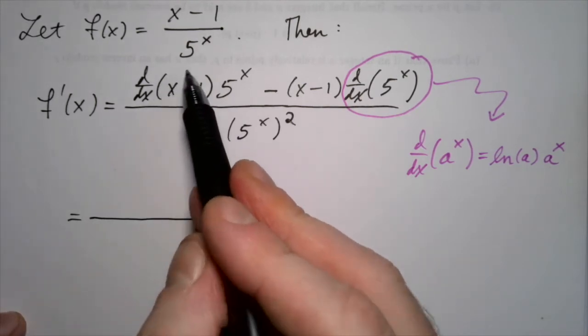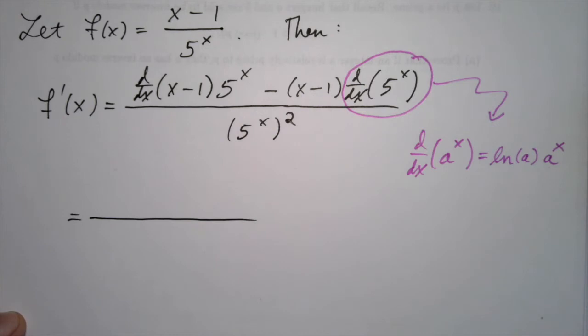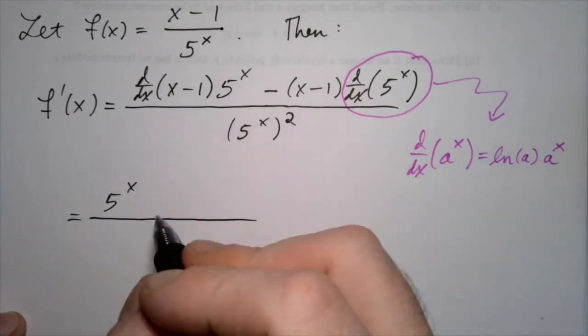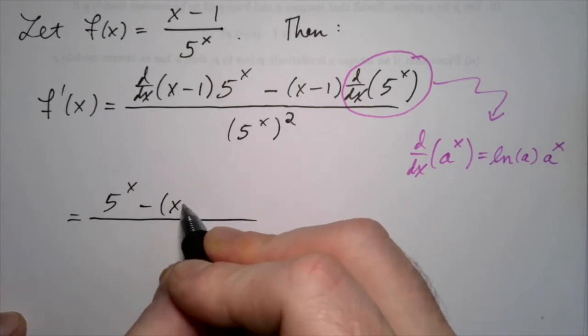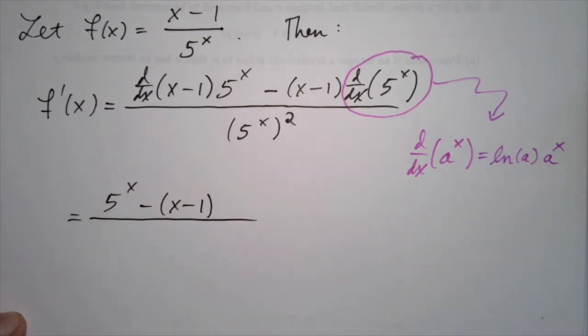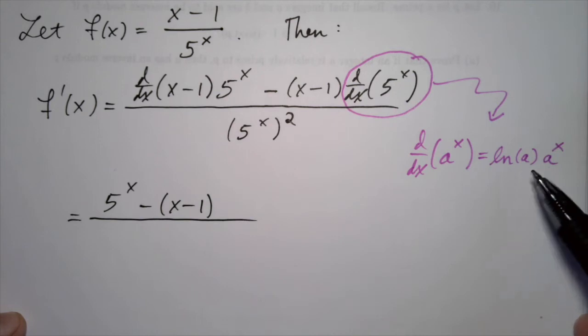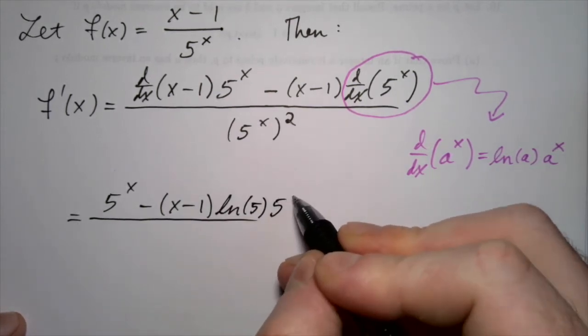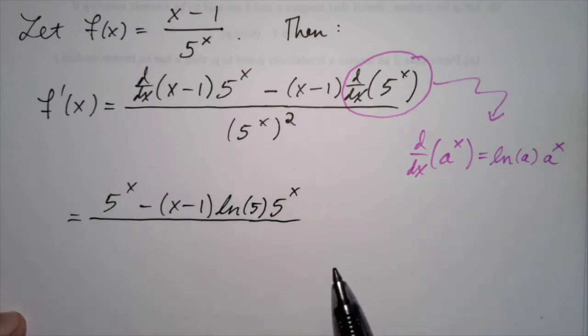First off, we have the derivative of x minus 1. That's just 1. I won't even write it. That just gives 5 to the x for the first term. Then we have minus x minus 1 times the derivative of 5 to the x. By this formula, that's the natural log of 5 times 5 to the x.